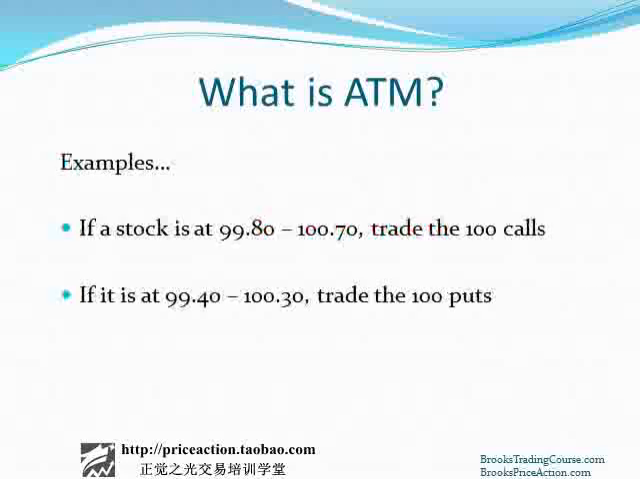Just choose either. An example: let's say a stock is somewhere in the range between 99.80 and 100.70. Okay, I would trade the 100 calls. So even at 99.80, the 100 calls would be slightly out of the money, but only slightly. At 100.70, the calls are way in the money, but I would still probably trade the 100 calls instead of the 101s. If it's at 99.40, I would trade the 100 puts, even though that's way in the money. But I'd rather do that than trade the 99s, which is out of the money.